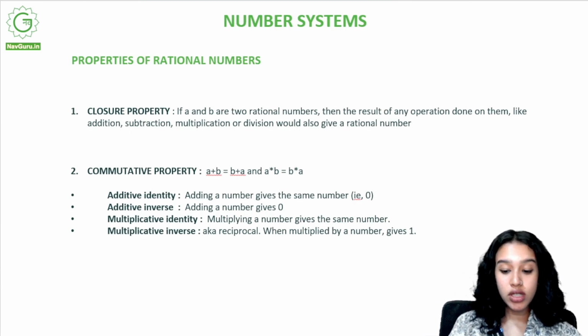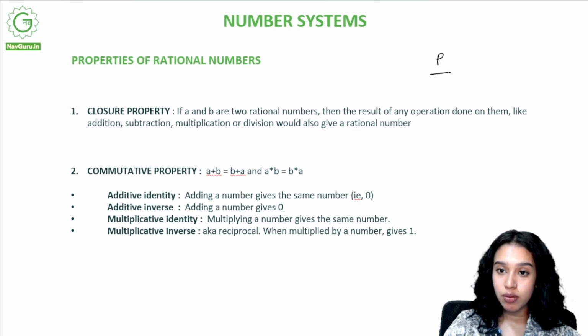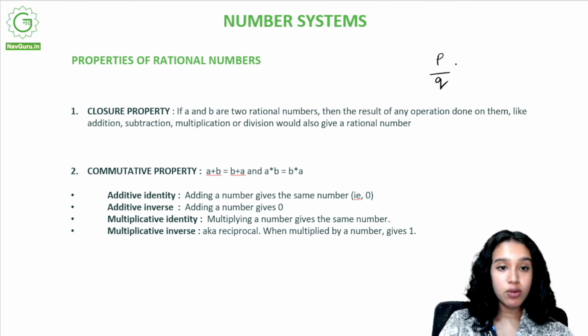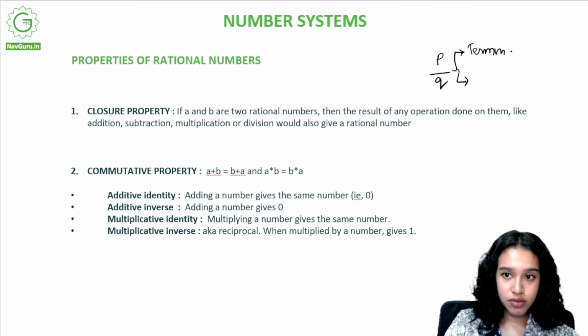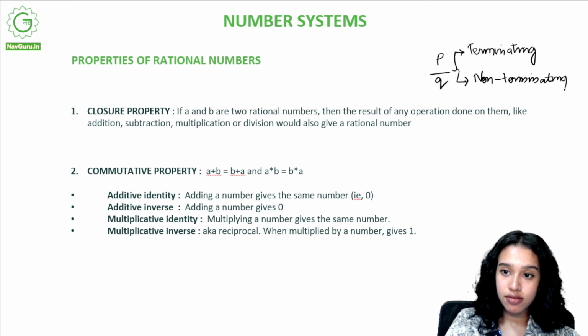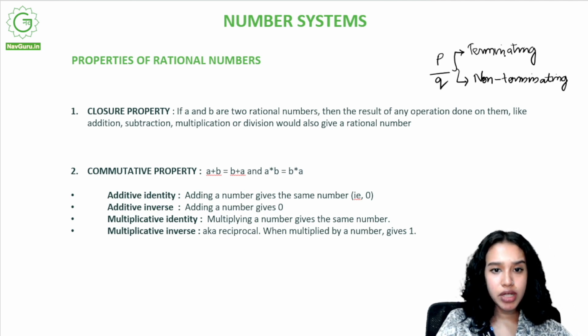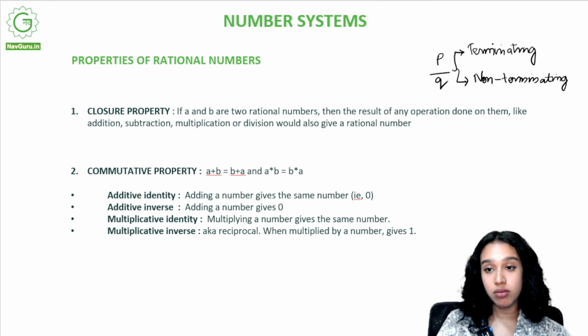So we know that rational numbers are the numbers which can be expressed in p by q form or which can be expressed as a fraction. This actually can be of two types: a terminating rational number, and a non-terminating rational number. So what are these terminating and non-terminating rational numbers?